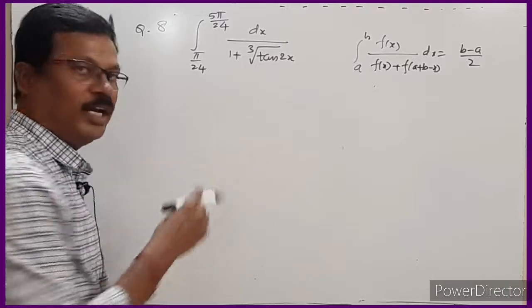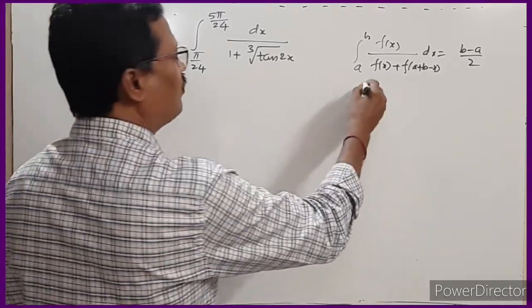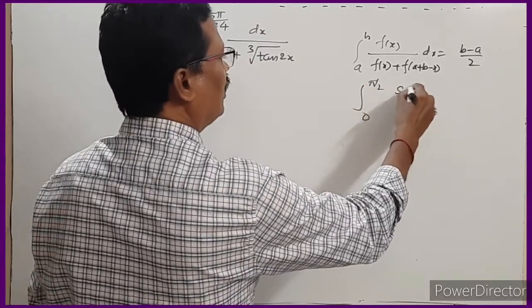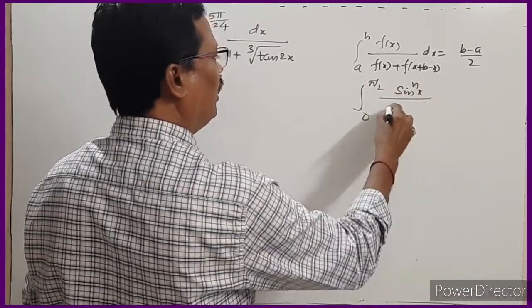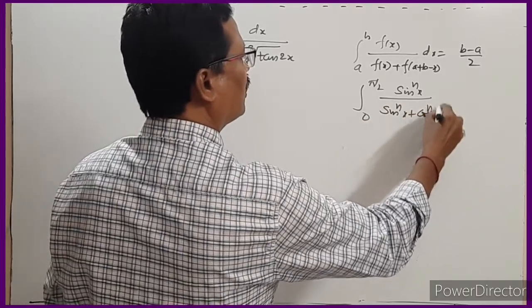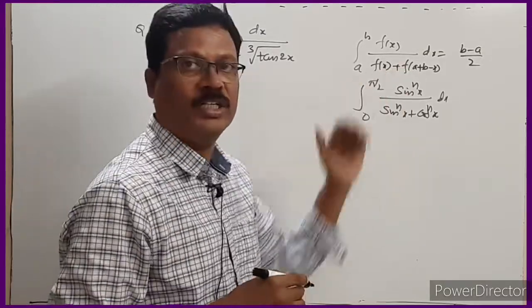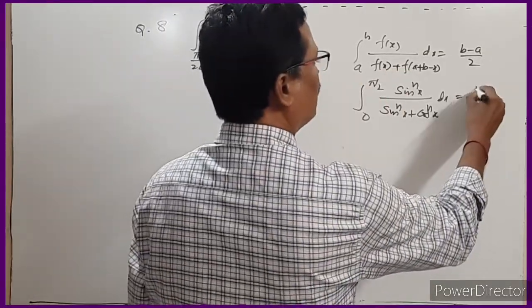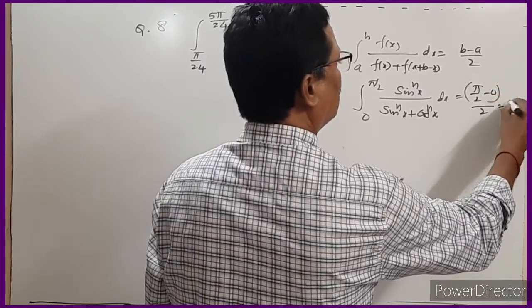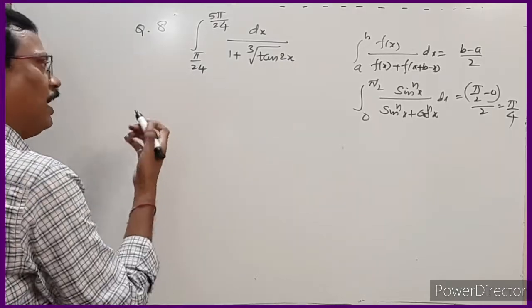Okay. Now let us see whether this problem is also like that. First of all, write tan in terms of sin and cos. For example, similar questions are there: 0 to pi by 2, sin power n x by sin power n x plus cos power n x. Now here this satisfies this condition. Therefore, this is nothing but pi by 2 minus 0 by 2. This answer will be pi by 4. Now let us check like that.